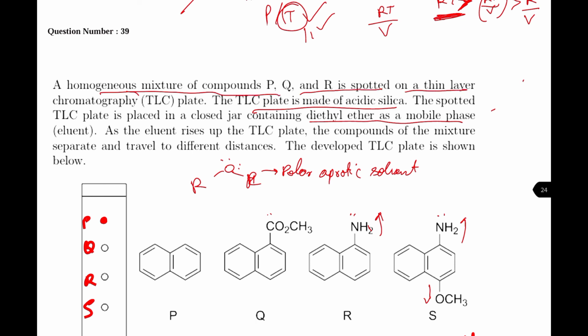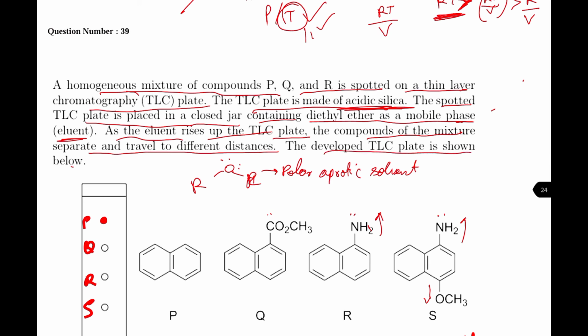So coming to the next question, a homogeneous mixture of compounds PQR is spotted on a thin layer chromatography plate. The TLC plate is made of acidic silica. The spotted TLC plate is placed in a closed jar containing diethyl ether as a mobile phase eluent. As the eluent rises up the TLC plate, the compounds of the mixture separate and travel to different distances. The developed TLC plate is shown below.